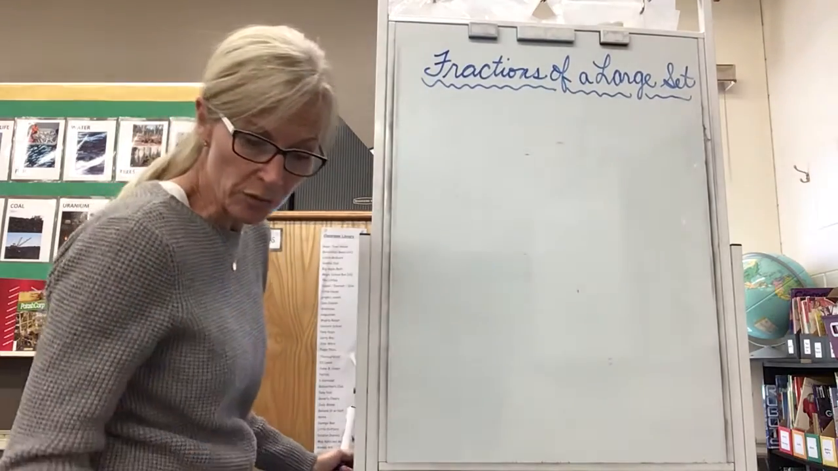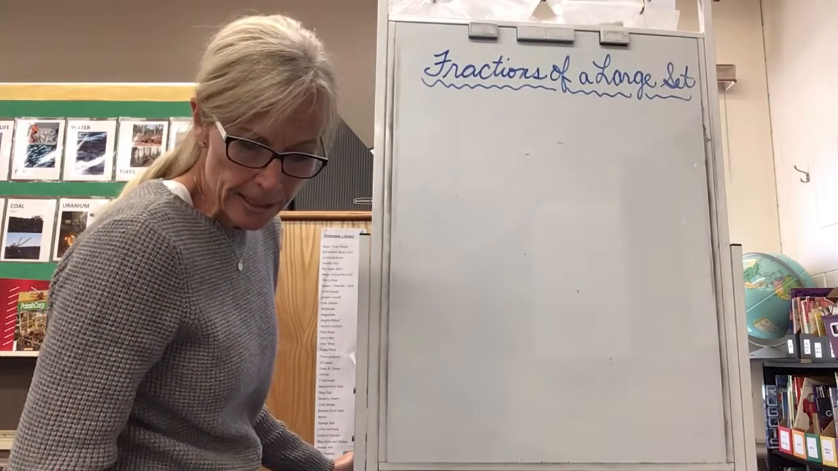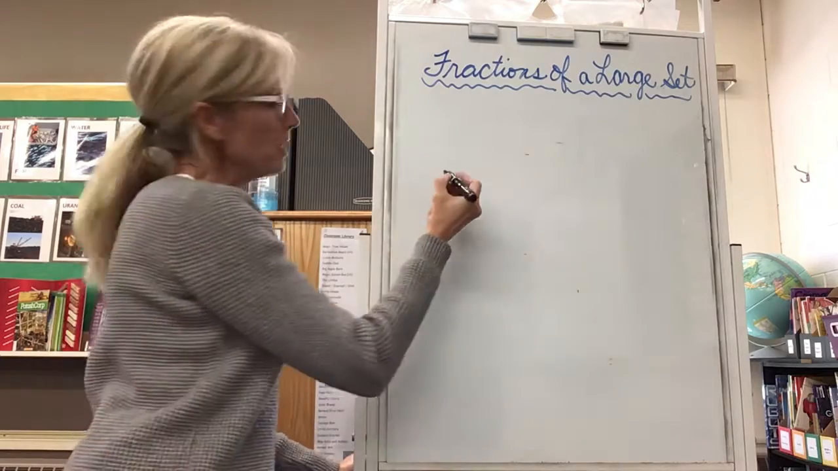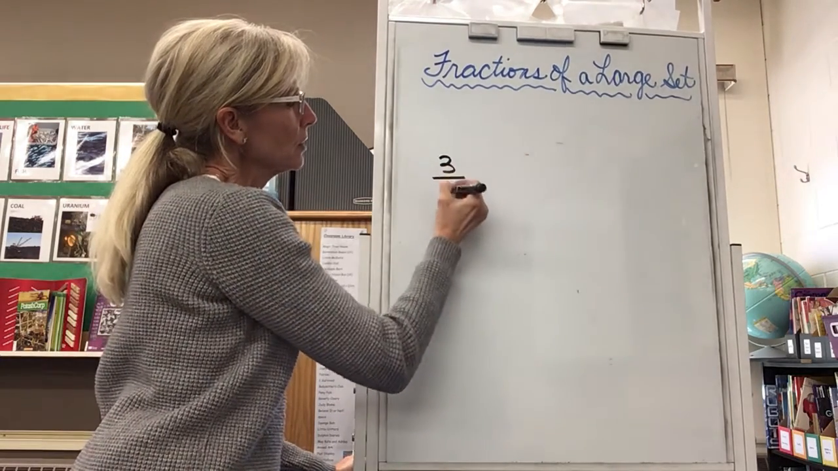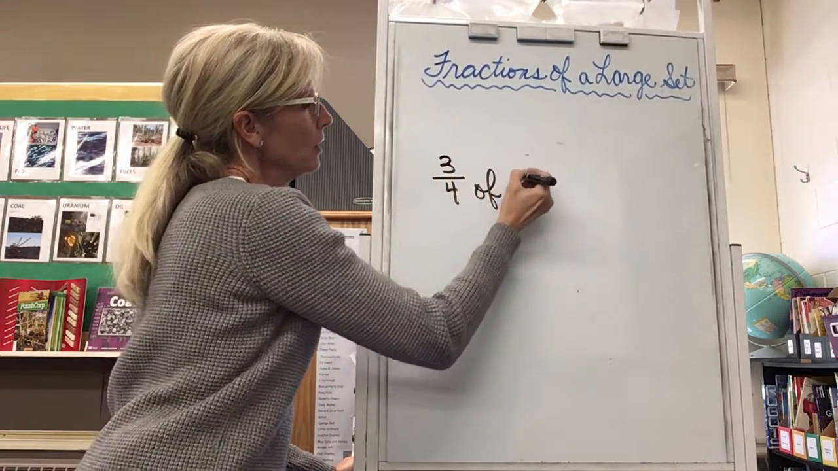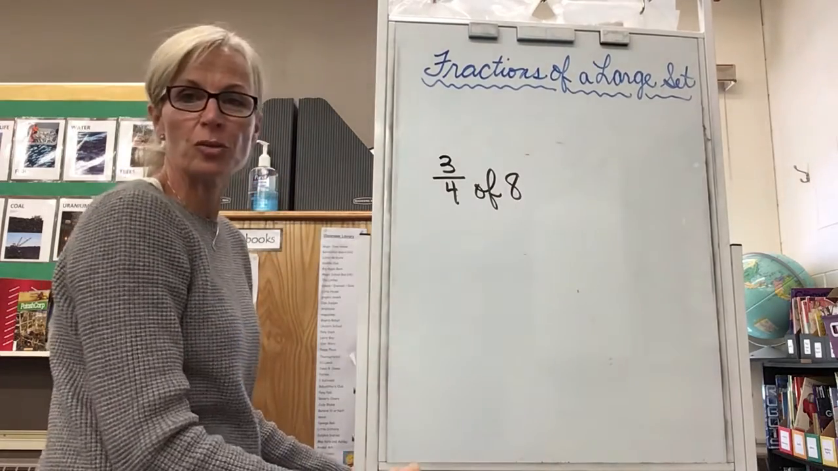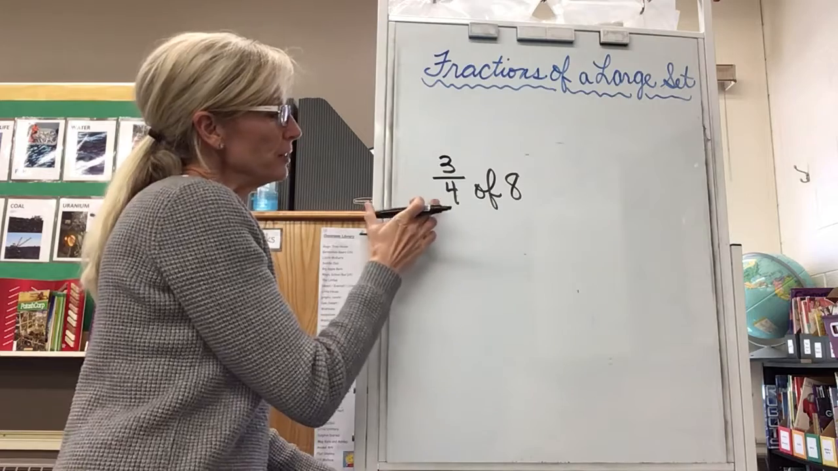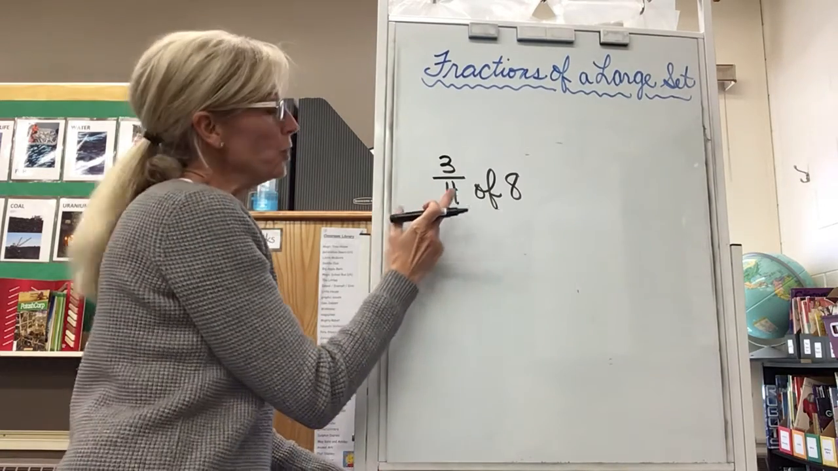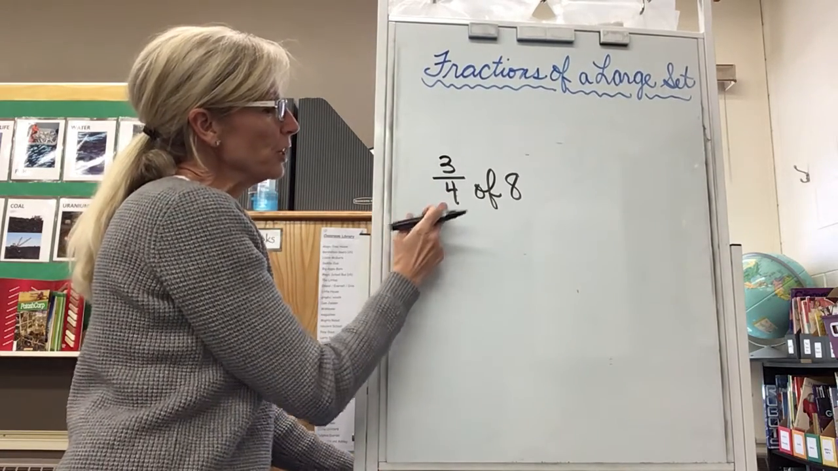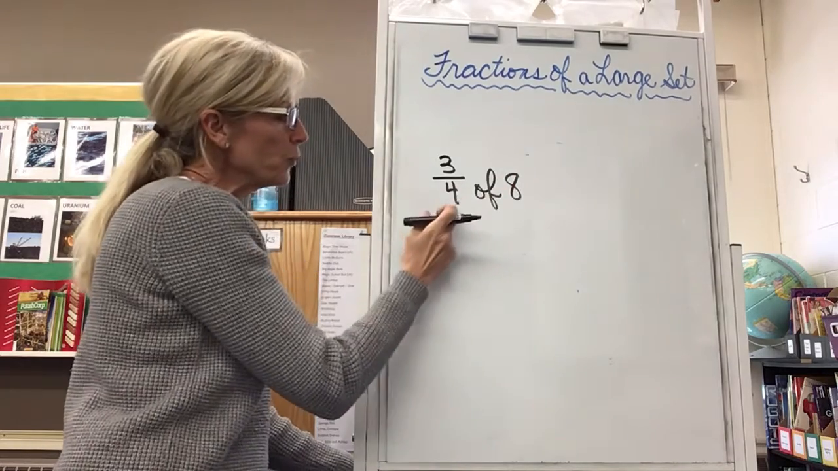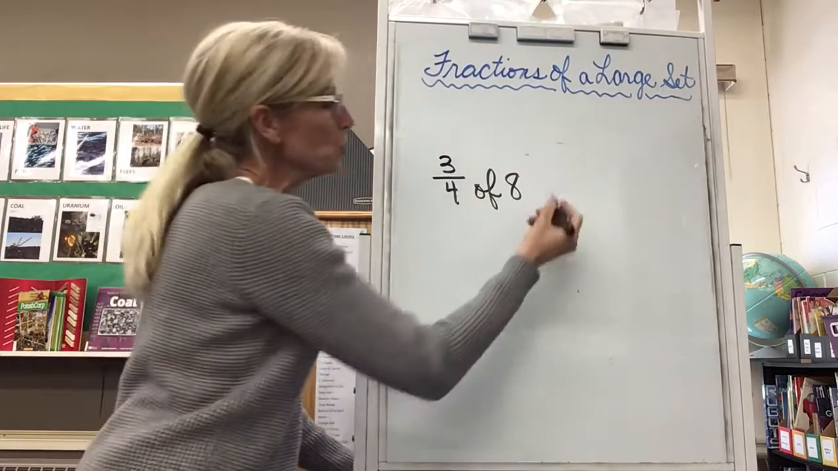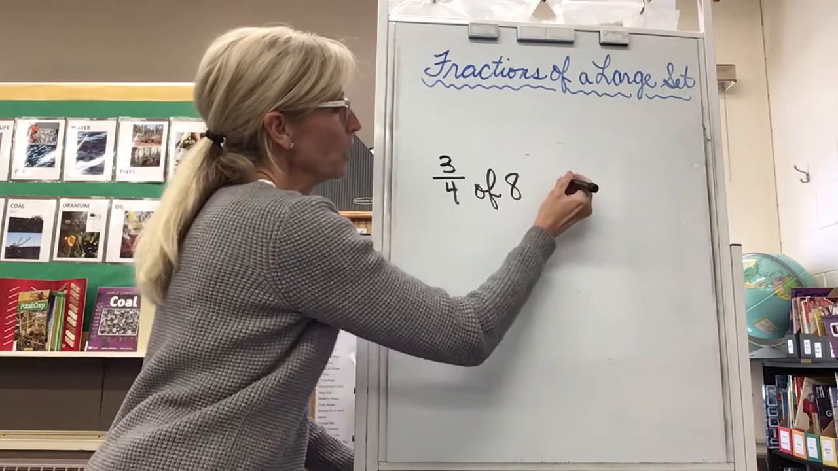Now this one comes right from your book. Let's see. 3/4 of 8. How much is 3/4 of 8? How many equal parts do you need? Go and look at your denominator. You need 4 equal parts. So if you're 8, we're in 4 equal parts. You can even draw those 4 equal parts if you want to.